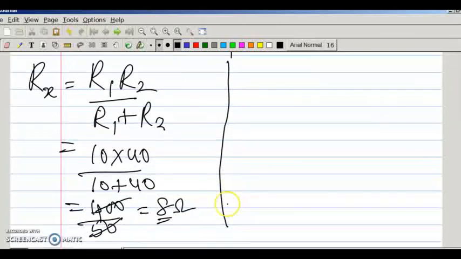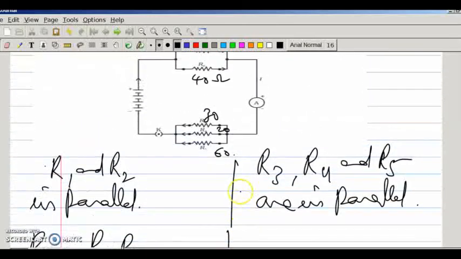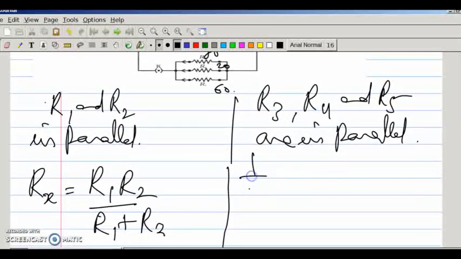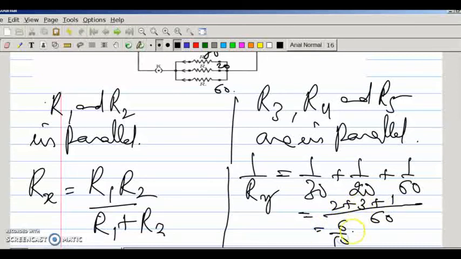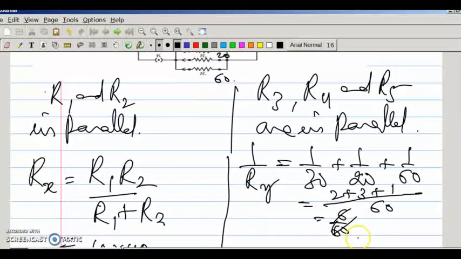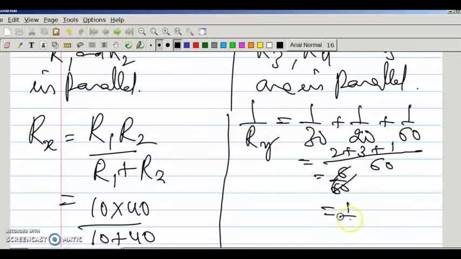Now let us calculate this Ry. So 30, 20, and 60. This is also a parallel connection. So let me call it Ry. That will be 1 by 30 plus 1 by 20 plus 1 by 60. Take the LCM, that's 60. 2 plus 3 plus 1. So it becomes 6 by 60. How much will that be? That will be equal to 1 by 10.